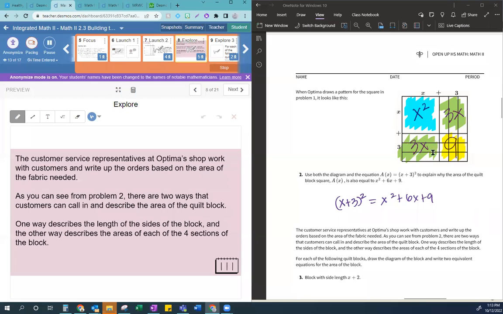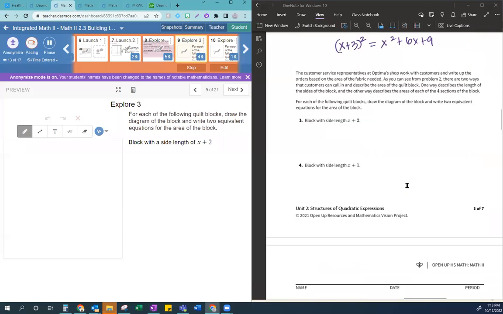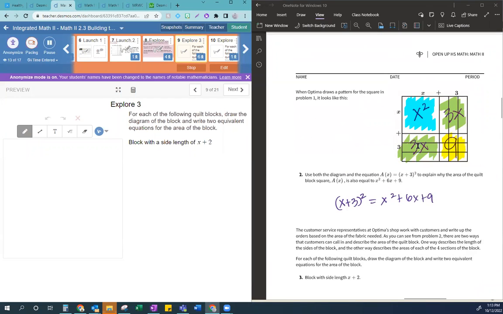1, 2, 3, 4. Then it says, for each of the following quilt blocks, draw the diagram of the block and write 2 equivalent expressions or equations for the area of that block with side x plus 2. So when I draw this, I don't draw such a neat little rectangle. So if yours doesn't look perfect and neat, that's okay, not a big deal.